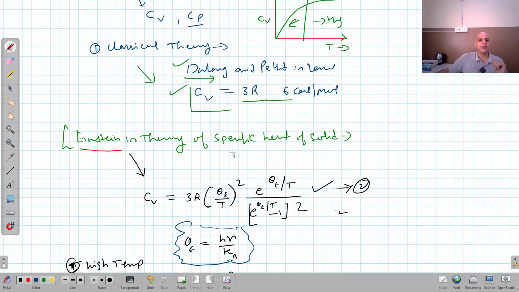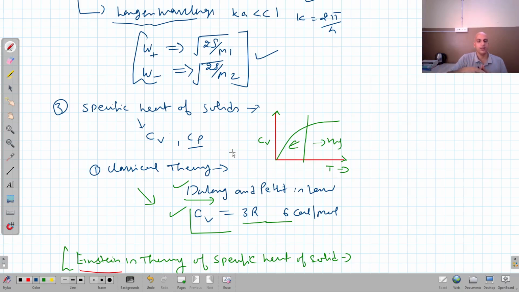So this is all about the three topics of this chapter: phonons, lattice vibrations of monatomic and diatomic lattices, and three important theories of specific heat of solids: the classical theory, that is Dulong and Petit's law, Einstein theory, and then Debye theory. We covered the difference between Einstein and Debye, and the results for the classical, Einstein and Debye theories at high temperature and at very low temperature.